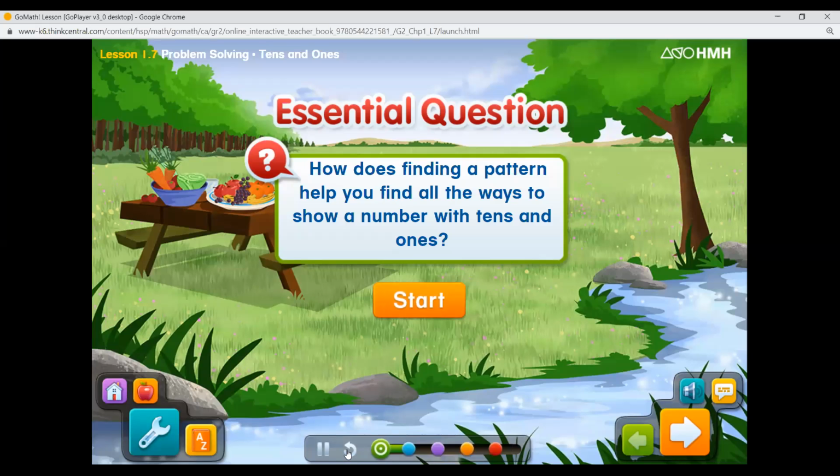How does finding a pattern help you find all the ways to show a number with tens and ones?